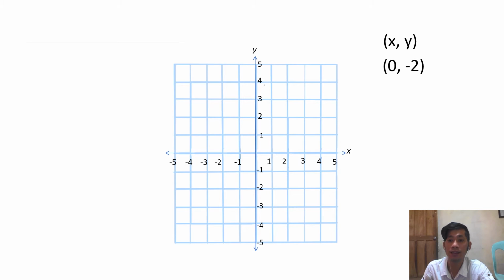Let's plot (0, -2). Again, you start with the origin. Since x is 0, you stay there because it's 0. Then, since y is negative 2, you move 2 units downward: 1, 2. So that is (0, -2).